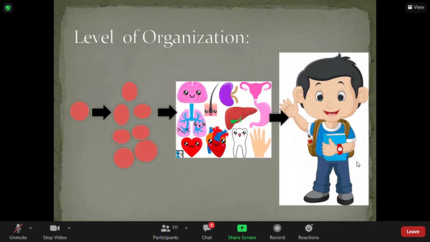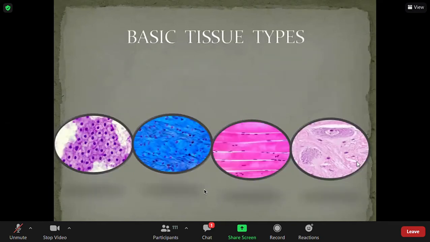I think you are done already with the first level, the cell, and now we will go to the second level of organization. We will focus ourselves here as we go along in this course, all about tissues. That's why you are in histology. Later on, you will go to organ system histology. Generally, there are four basic types of tissues.